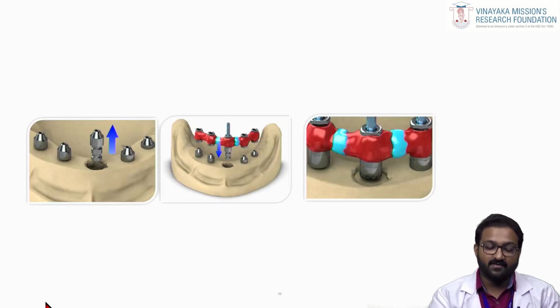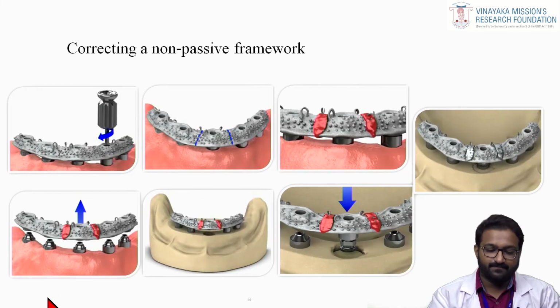What happens in lab? The lab person will remove the transfer coping on that area, seat the verification jig onto the model and then pour it again. So your new recording is transferred exactly to the lab. The next one is, once the verification jig is confirmed, they will fabricate a metal framework. So this is how a metal framework looks like.